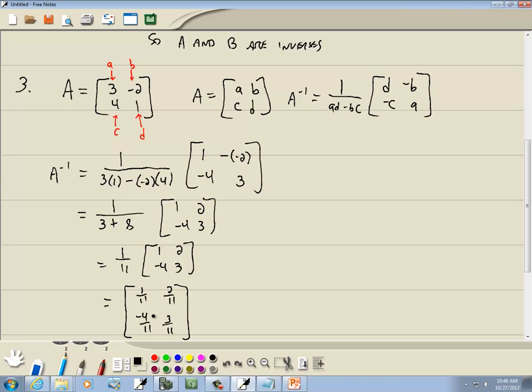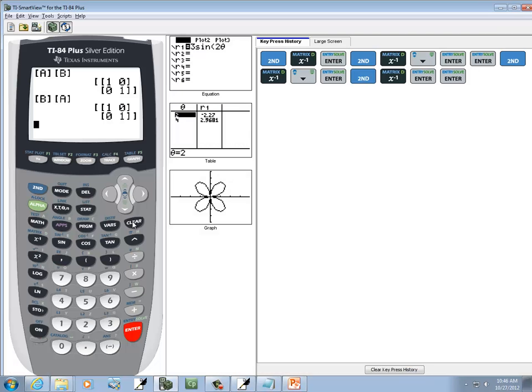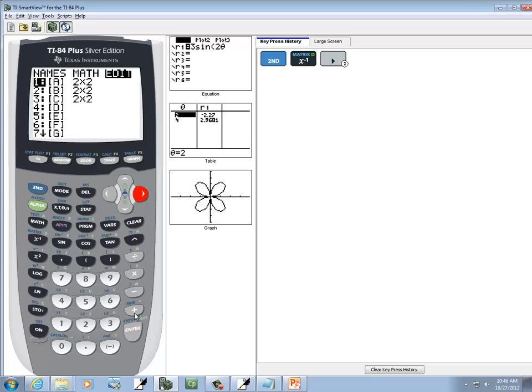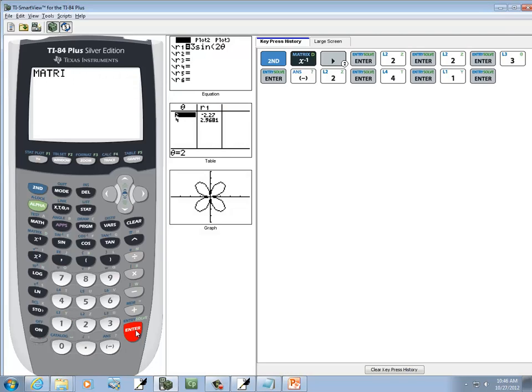Let's take a look at this on the calculator to find the inverse. Even if you do it by hand, being able to do it on a calculator is very nice to check your answer. So let's put in our matrix first. Do second, x to negative 1, right arrow over to edit, enter on A, 2 by 2, so 2 enter, 2 enter. And our matrix is 3 enter, negative 2 enter, 4 enter, 1 enter. And we want to exit out, so do a second mode.